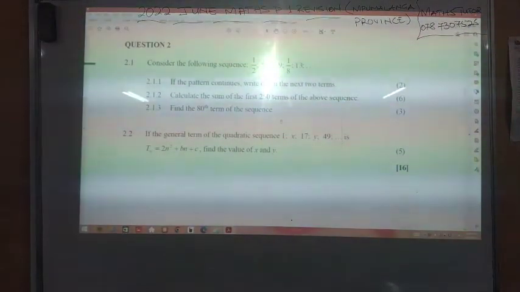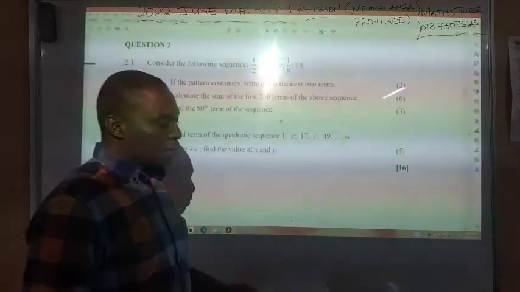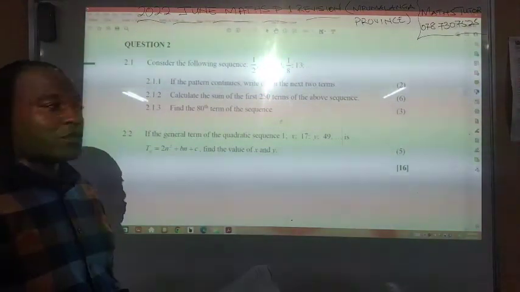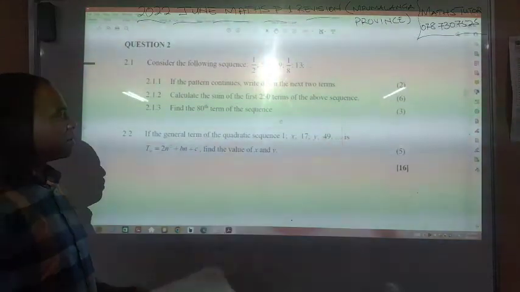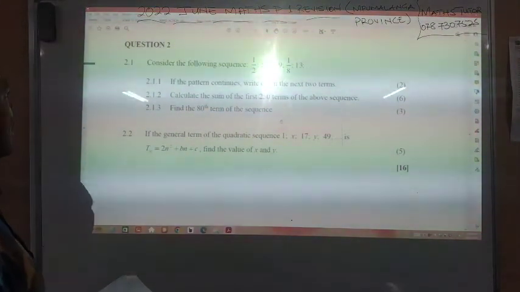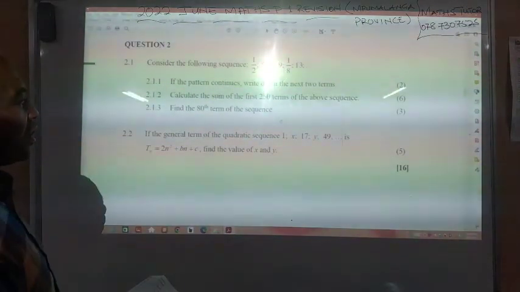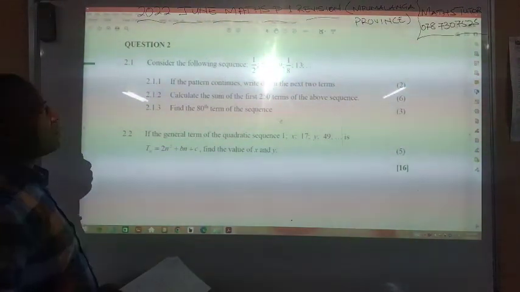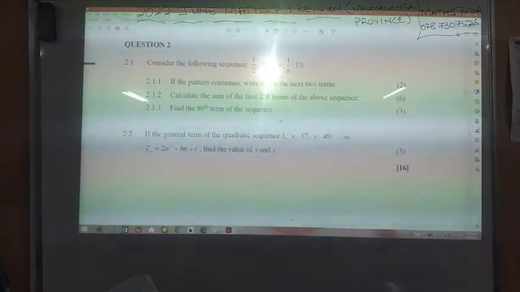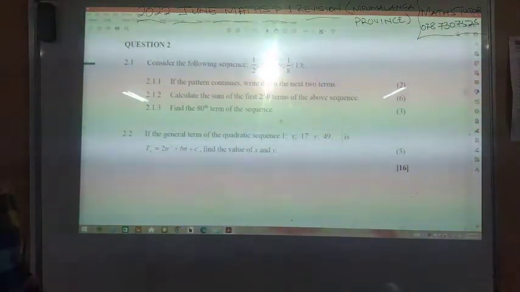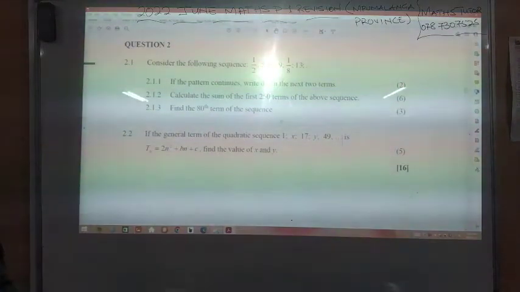We continue with our revisions, grade 12 for the June 2002 paper 1. Question number 2 falls under sequences. So here is the question. Maybe you don't have the question paper. So this is the question. I will remove the projection so that it becomes more visible when we do the workings.